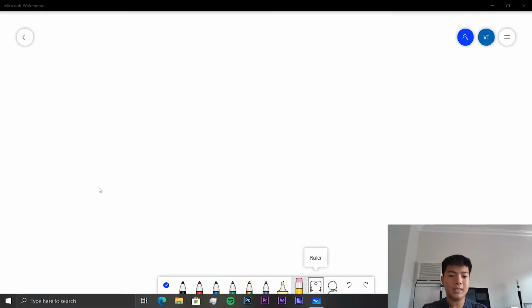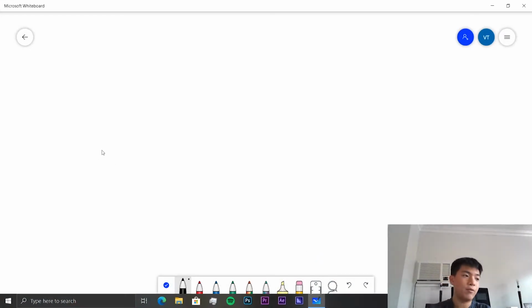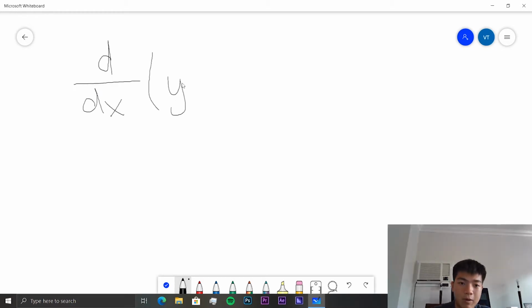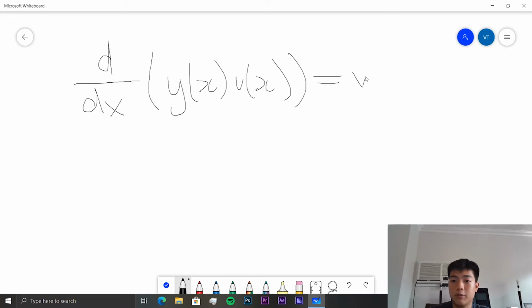So what is a differential equation in exact form? Well, that's a differential equation that we can express as d over dx of y of x times some function u of x is equal to another function v of x. So y of x is just an expression in terms of y, and then u of x, and then v of x.